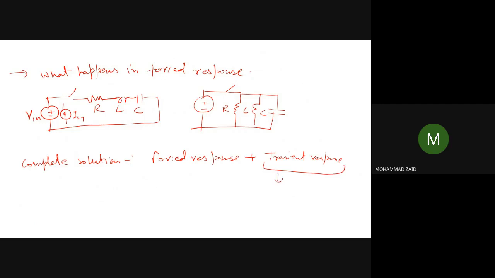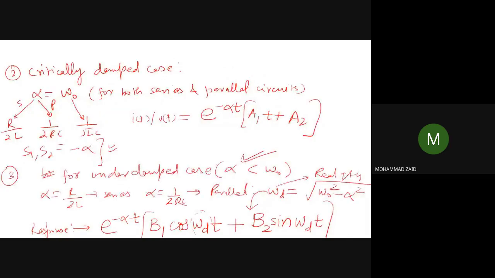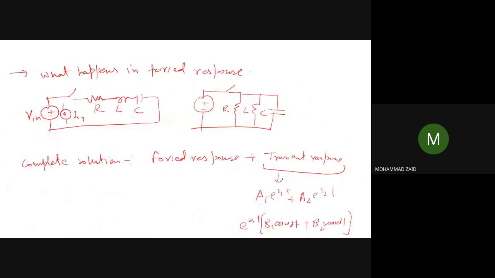It will remain in the form of either a1 e to the power s1t plus a2 e to the power s2t, or the other form we have written, e to the power minus alpha t times b1 cos of omega dt plus b2 sine of omega dt. So all this will remain the same. If it is critically damped, then it is e to the power minus alpha t times a1t plus a2. Okay, so this will remain the same.